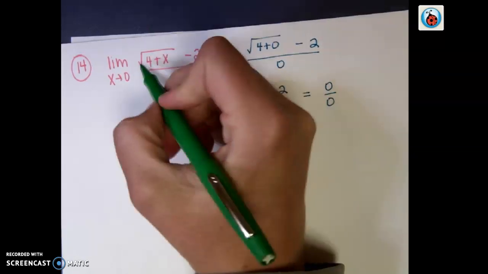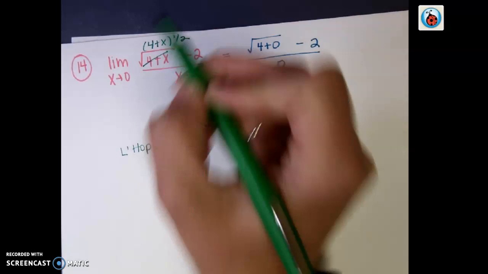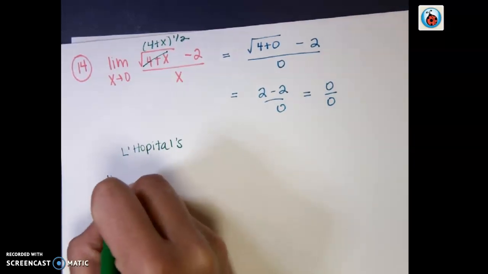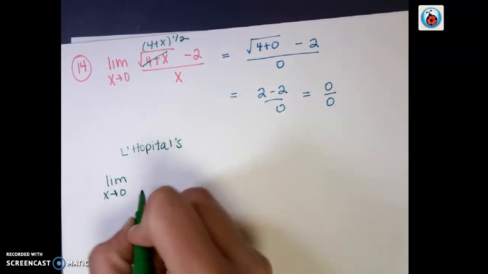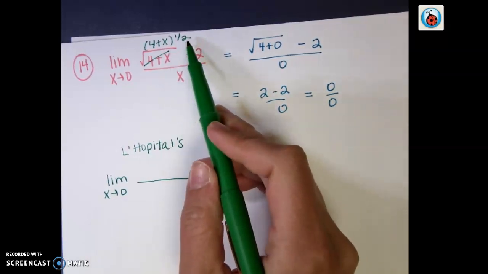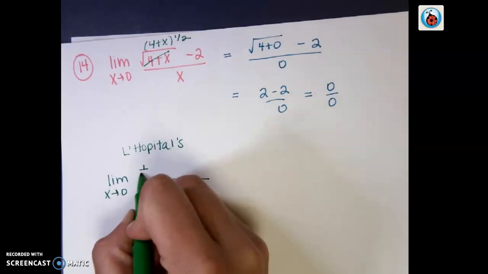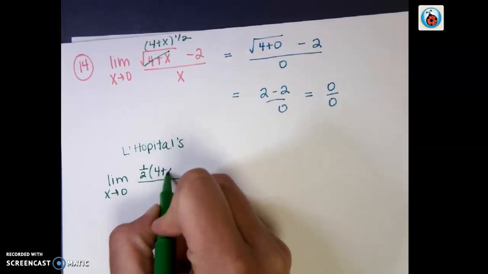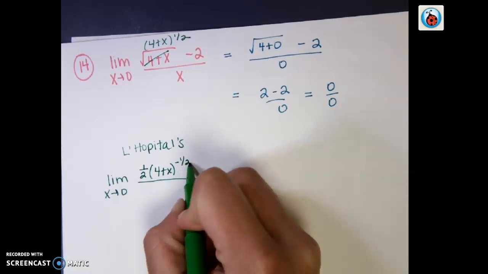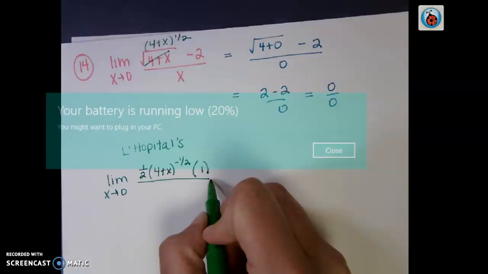Okay, so this is really 4 plus x to the 1/2. L'Hopital's rule says you're going to find the derivative of the numerator. I'm going to use the chain rule for the 4 plus x to the 1/2. So 1/2 times 1 out front will be 1/2 times 4 plus x to the negative 1/2 times the derivative of the inside, which is just 1.